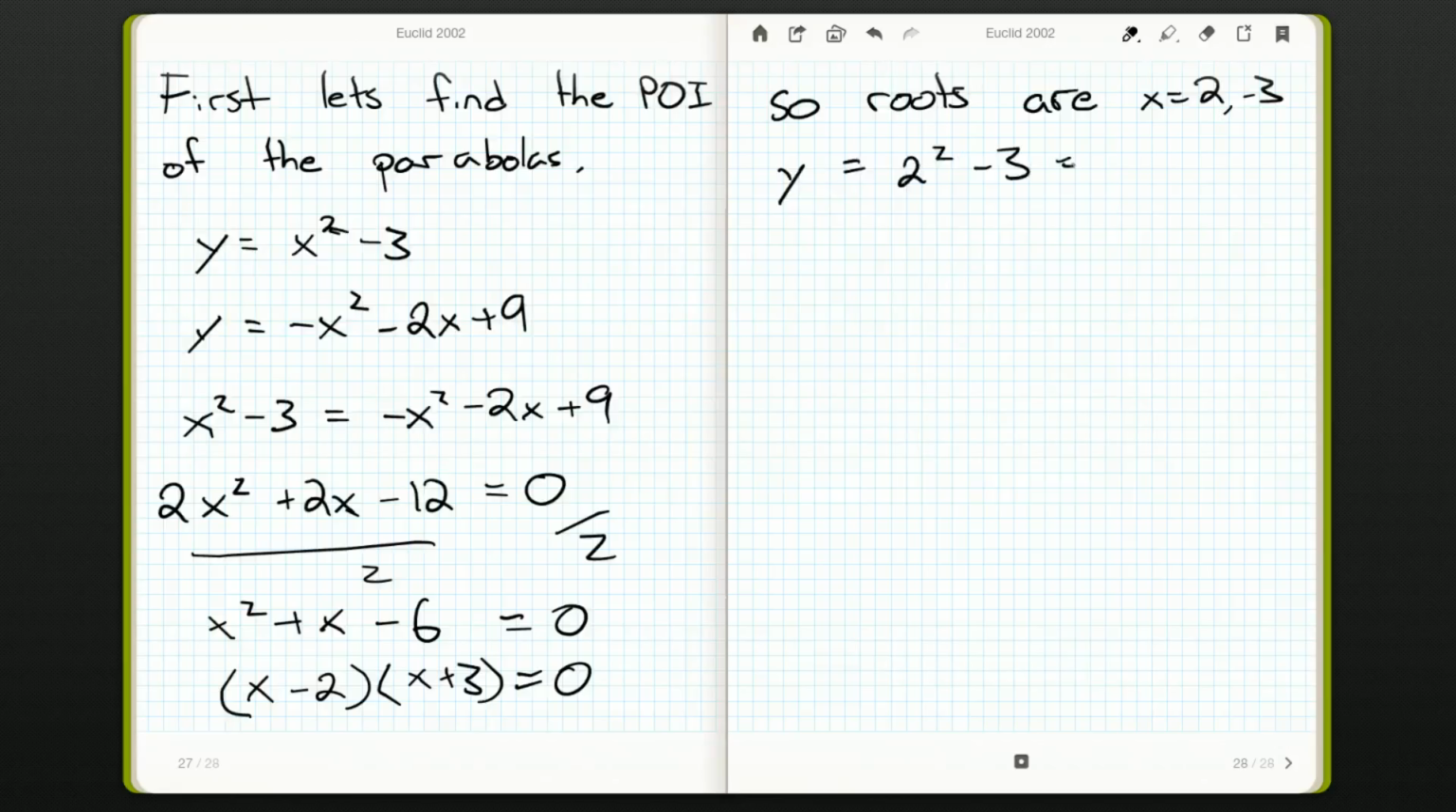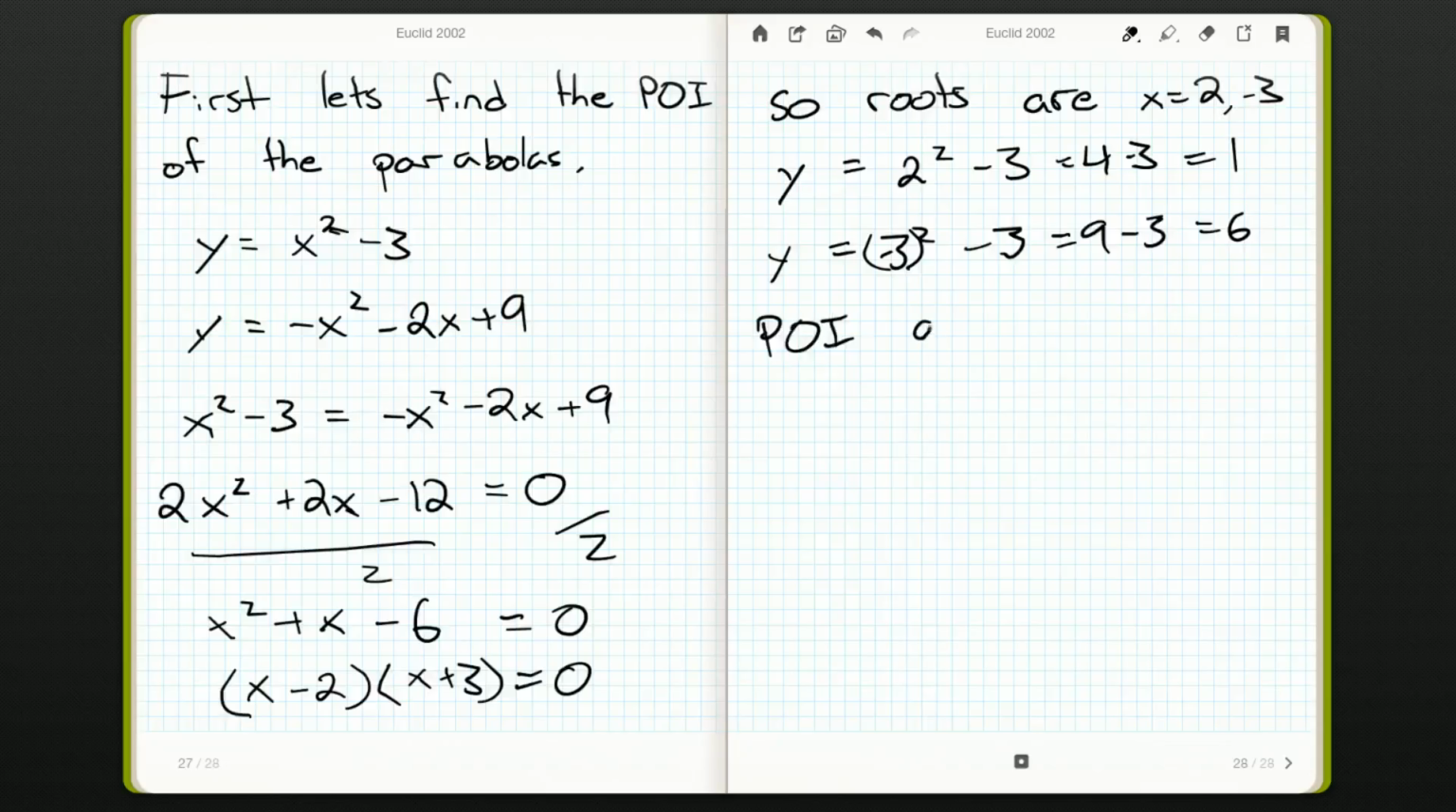2 squared minus 3, that's going to be 4 minus 3, that's 1. Negative 3 squared, sorry. Negative 3 squared minus 3, that's still going to be 9 minus 3. That's going to be 6. So our points of intersection are (2, 1) and (negative 3, 6).